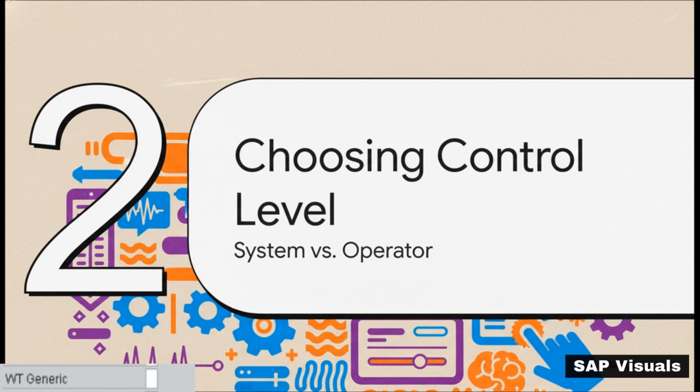Now, this is not just a simple on or off switch. The real power here is finding the right balance for different areas and different processes. You actually get to choose the precise level of control you want to hand over, creating this perfect partnership between your system's raw processing power and your team's on-the-ground real-time intelligence.